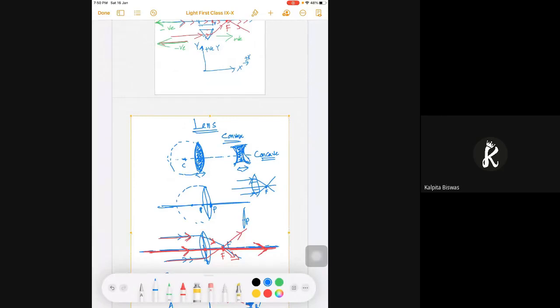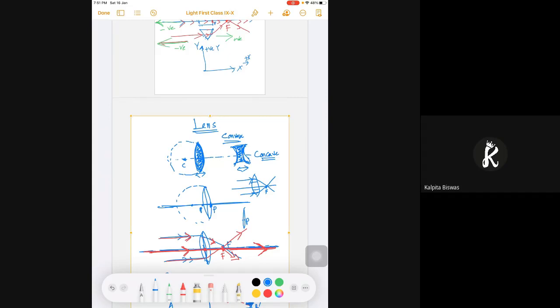So when the denser medium is touching the rarer medium, and its nature is convex, that lens is called a convex lens. And there are certain things here. When you are cutting this, it is of course part of a sphere, and a sphere will have a center. So in a lens there will be a center of curvature. The center of curvature is one concept that we all have to remember.